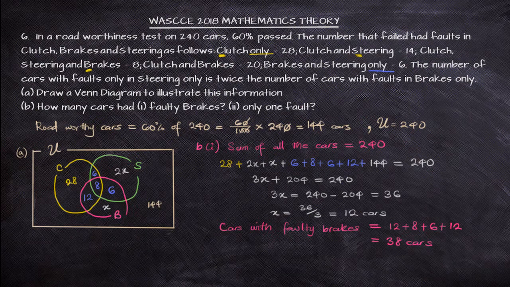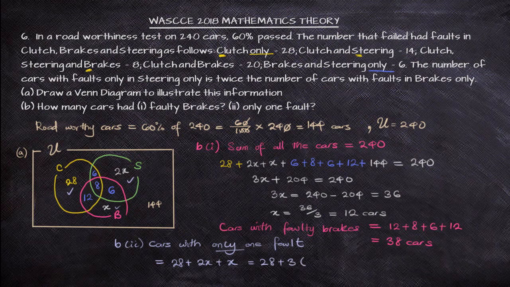So now to find the number of cars with only clutch faults, that will mean the cars in the Venn diagram that are not intersecting with any other circle. So we have 28, 2x, and x. So the cars with only one fault will be 28 plus 2x plus x, which is 28 plus 3x. And since our x had been found to be 12, that will be 28 plus 36, and that is equal to 64 cars. And that is the solution to our problem.